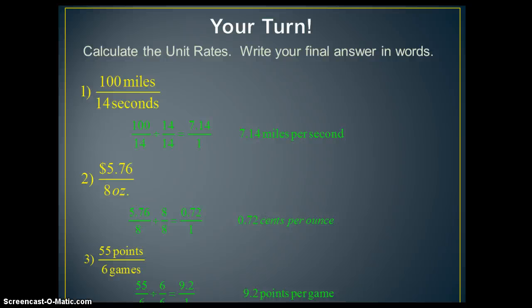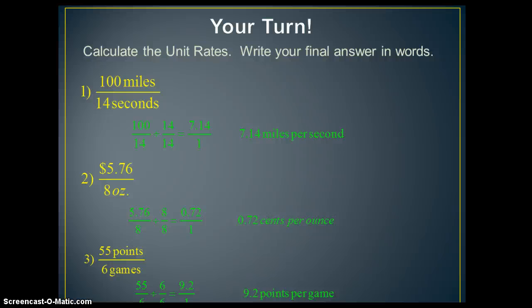$5.76 for 8 ounces means you're going to pay 72 cents per ounce. And if you score 55 points in 6 games, that means you're scoring 9.2 points per game. Make sure when you use unit rates, you can describe in words what your answer says.